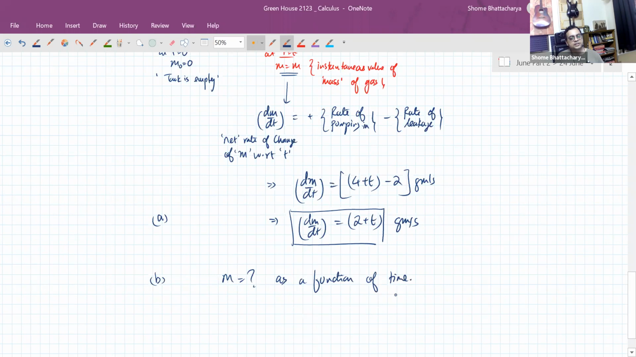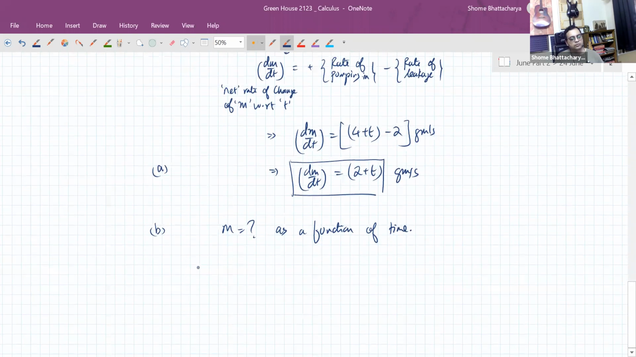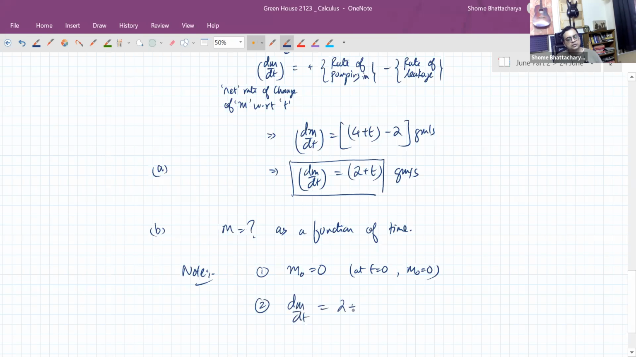So here our experience of differentiation comes into play. What information do we have about this instantaneous mass? First, the value of mass at t equal to 0 was 0. That is one piece of information I have. And the second is that dm by dt is 2 plus t, which, if you observe, is a linear function.